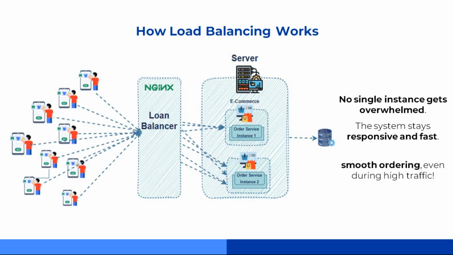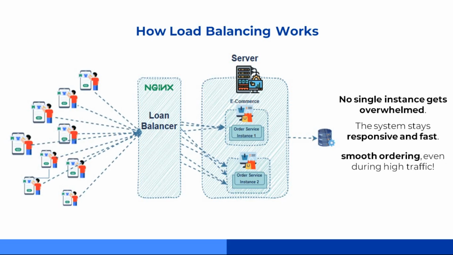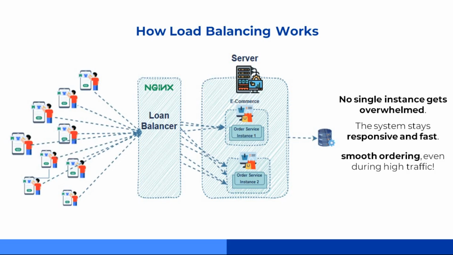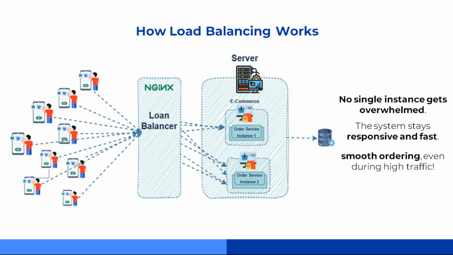Here's a quick restaurant analogy. You walk in and the host checks both counters. Counter 1 is busy making 5 orders. Counter 2 is free. The host sends you to counter 2. Result? No chaos, no frustration. Everyone's happy. And the best part? With proper load balancing, your system can handle 10,000 or even a million requests, all without breaking a sweat.